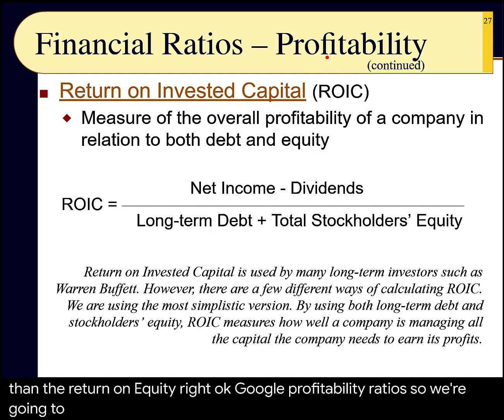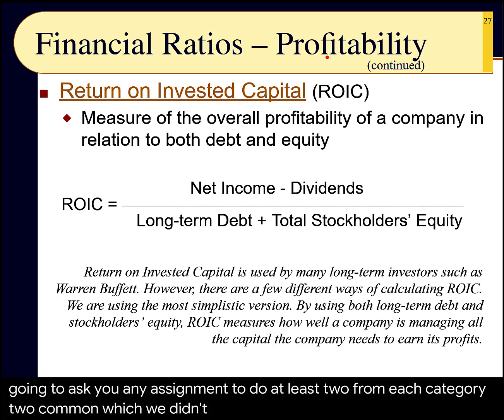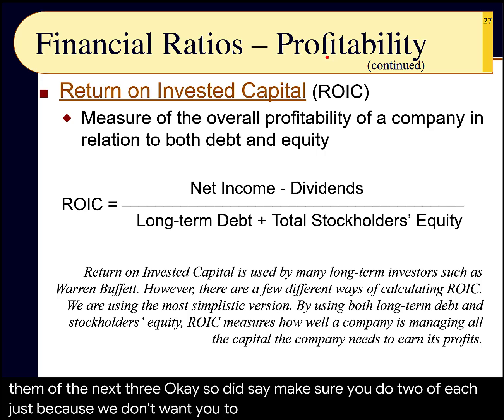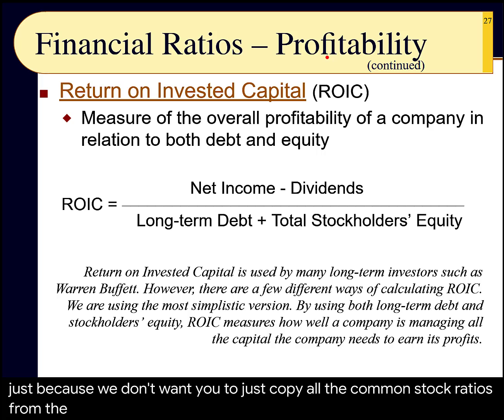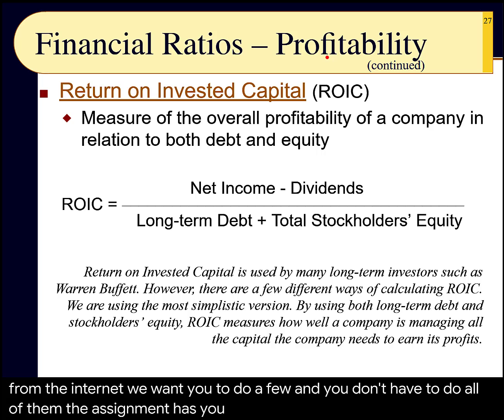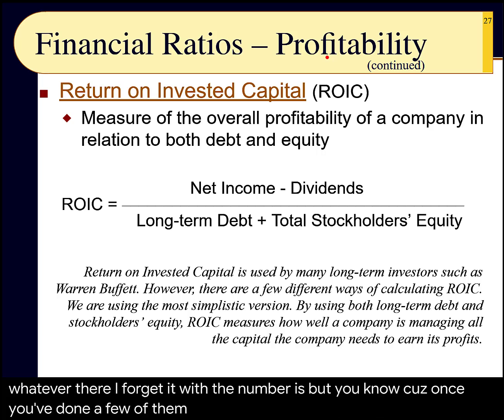So we're going to ask you in the assignment to do at least two from each category. Two common, which we did last presentation, two profitability, two of the next three groups. Make sure you do two of each, because we don't want you to just copy all the common stock ratios from the internet. We want you to do a few. And you don't have to do all of them. The assignment has you doing just 12 of the 28 or whatever there are. I forget what the number is, but once you've done a few of them, it's pretty straightforward, folks.